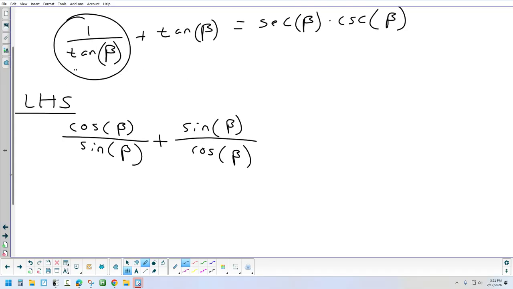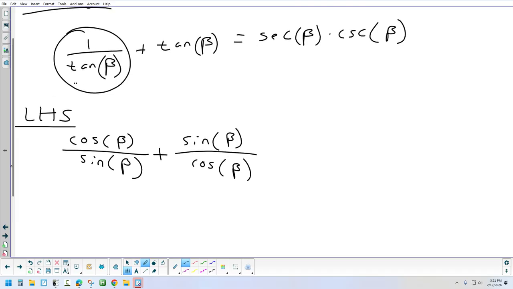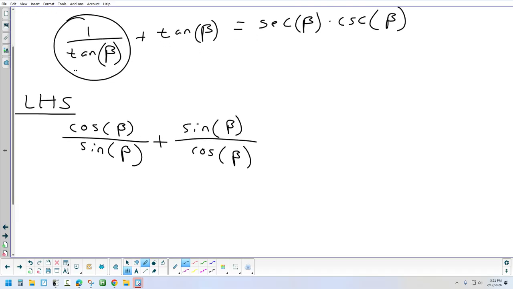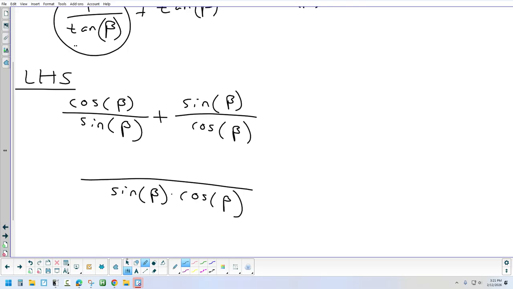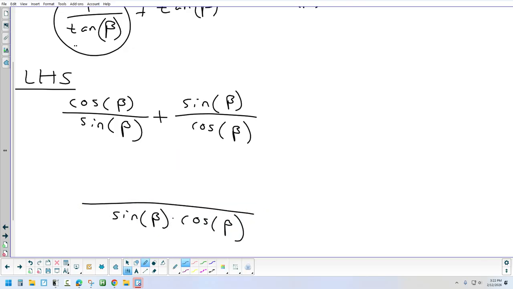So we've changed everything to sines and cosines. What do we do next? Common denominator. One way to find a common denominator is to take the two that you have and multiply them together. So sine times cosine is my common denominator. All right. Now, do either one of the fractions up above have sine cosine in their denominator?